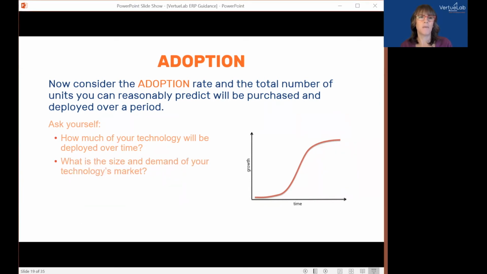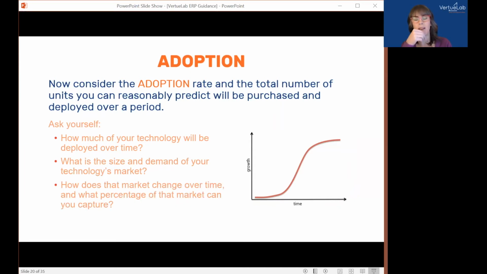So you want to look at how much will be deployed, the size and demand, and then how that changes over time. Being able to show if there are market forces that are shifting during that period of time.